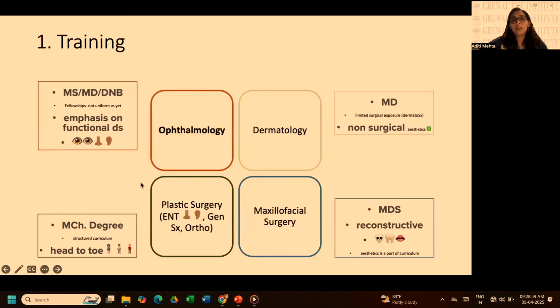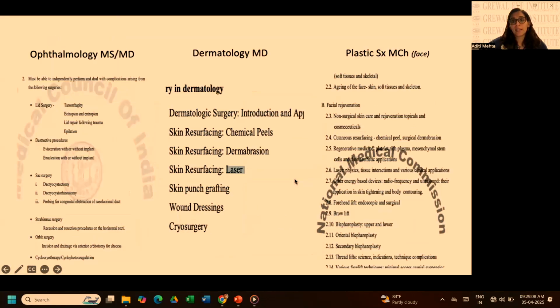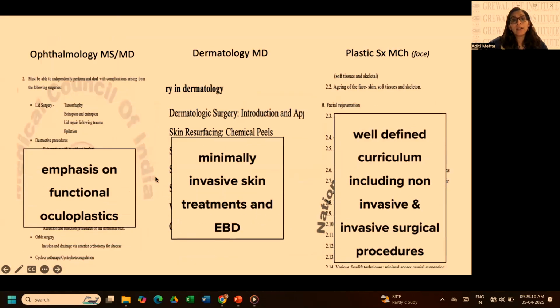If we look at the curriculum for ophthalmology, dermatology, plastic surgery, and maxillofacial surgery, besides ophthalmology, all three do have a component of aesthetic medicine. While ophthalmology is focused mostly on functional oculoplastics during the MS, MD, and even during the fellowships, dermatology really covers the minimally invasive skin treatments and energy-based devices. And the plastic surgery MCh has a very well-defined curriculum which includes both non-invasive and invasive surgical procedures for facial aesthetics.